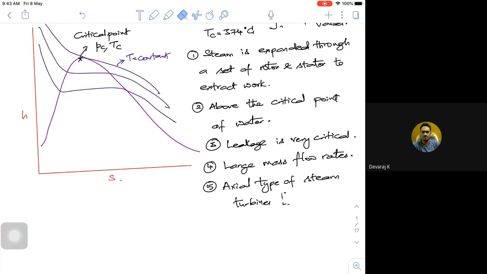If it is of 3 stages, the first stage is called a high pressure stage, and the next 2 stages are called low pressure stages. If it is a 4-stage turbine, the first 2 stages are called high pressure stages, and the last 2 stages are called low pressure stages. So let me write that also.